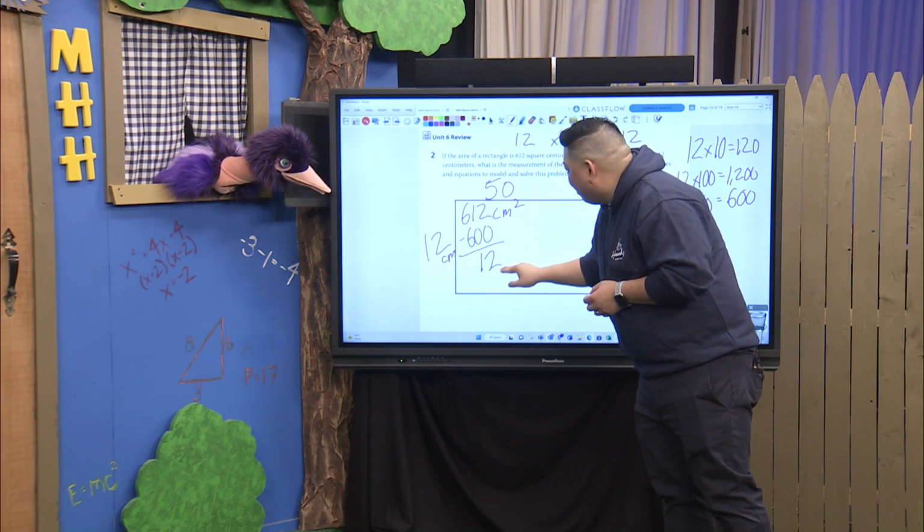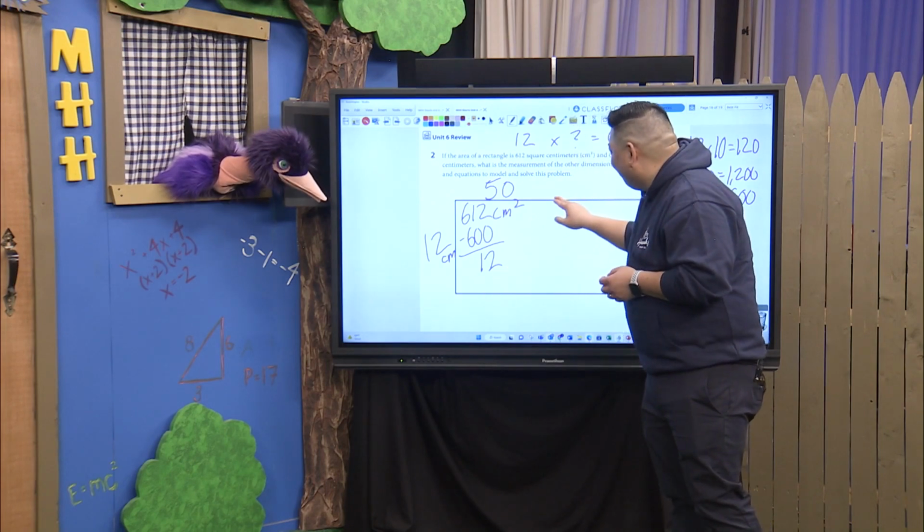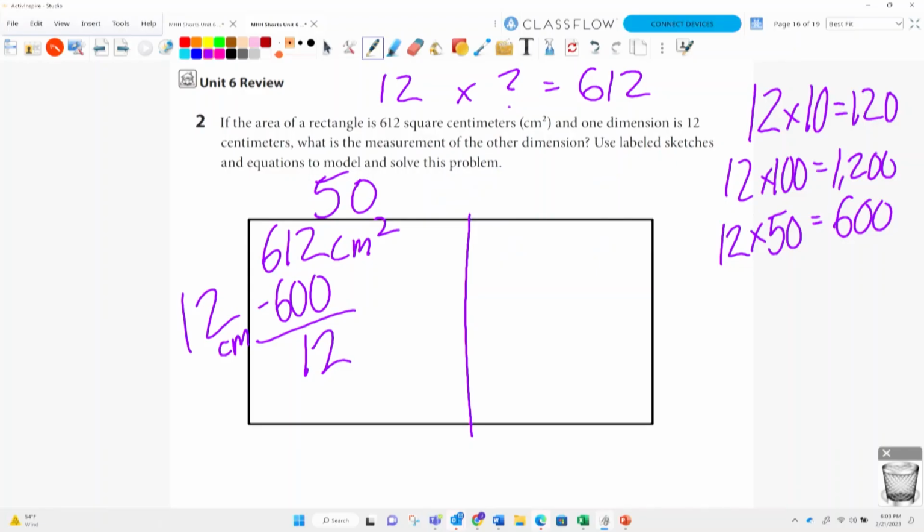How much do we have left? Look at that. We have 12. How many groups of 12 are in 12? 1. Told you we'd get the same answer.